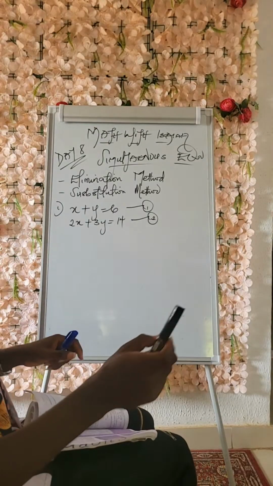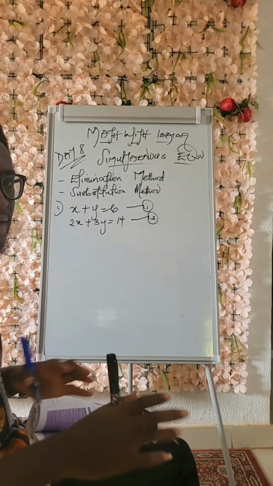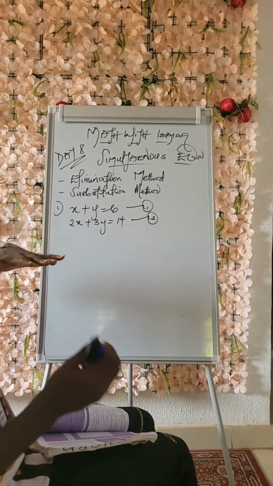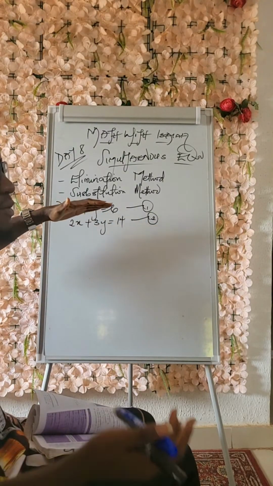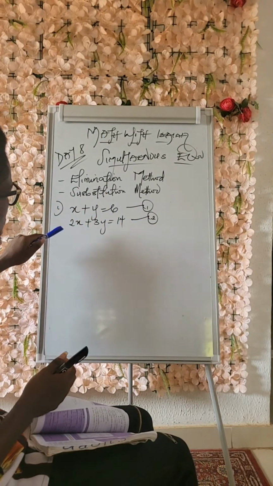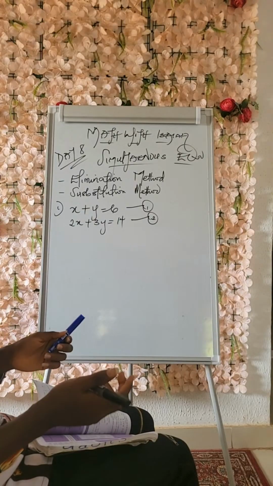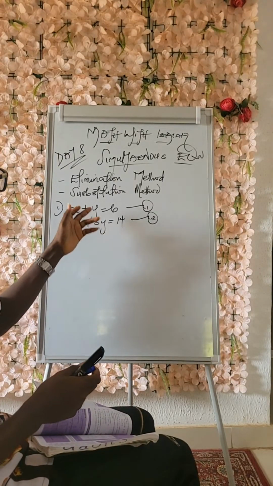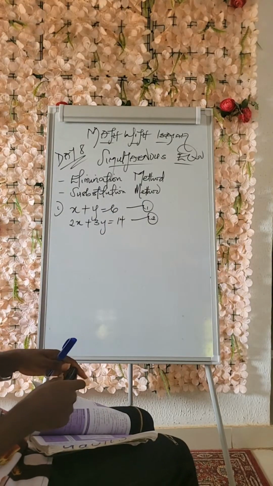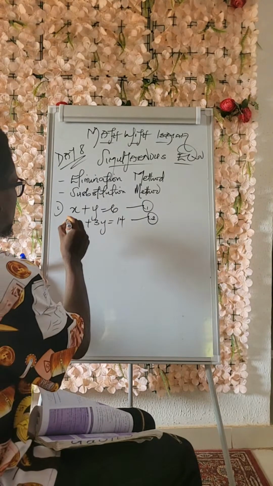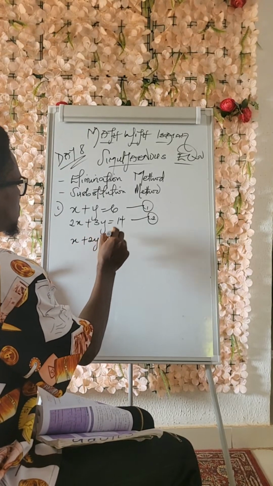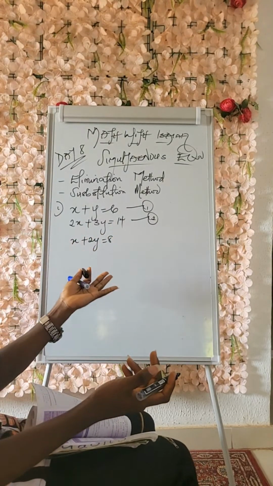Now, remember I like method and I like to be very fast. If you wanted to eliminate this way, you would subtract both of them. 2x minus x, you still get x. 3y minus y, you still get 2y. 14 minus 6, you still get 8. That way, you still have an unbalanced equation. We still can't go anywhere from here.